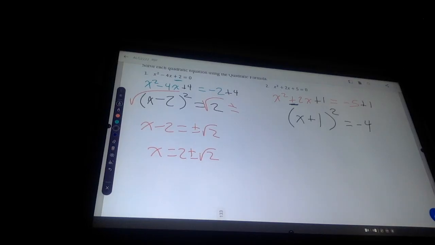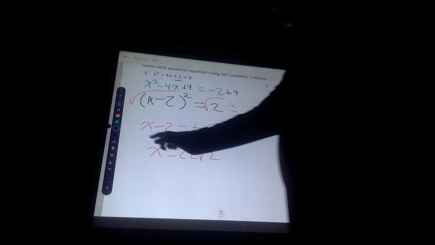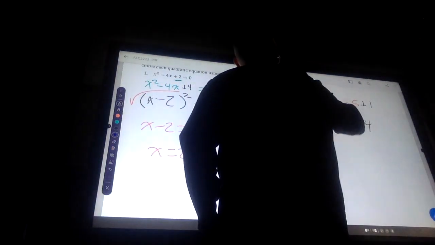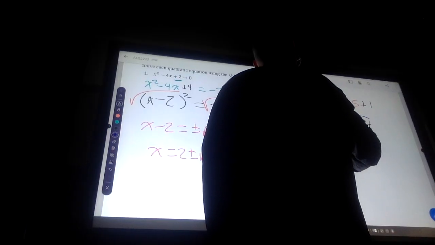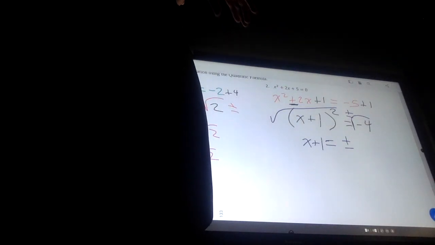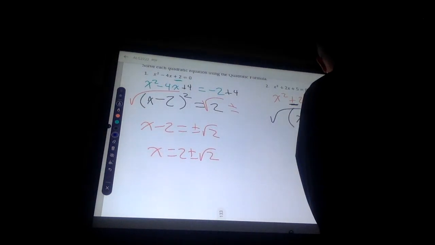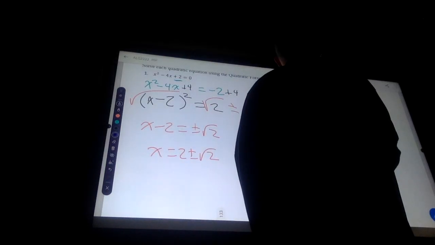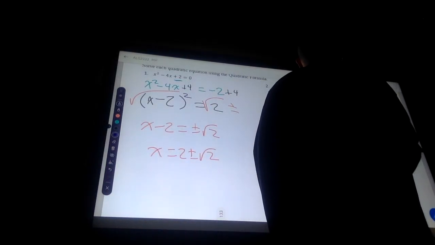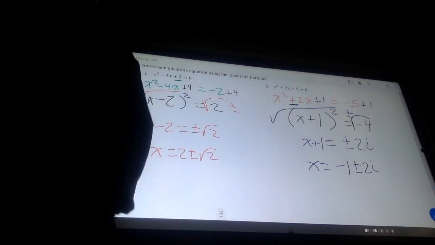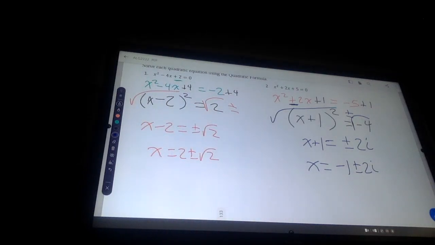Root, don't forget that. Plus minus. It's going to have an i for the answer, so the square root of 4 is 2. So I get plus or minus 2i. Agree? Then subtract 1. And it's done. Again, quadratic formula would have done it as well. It would have taken a lot longer, which is not as nice.